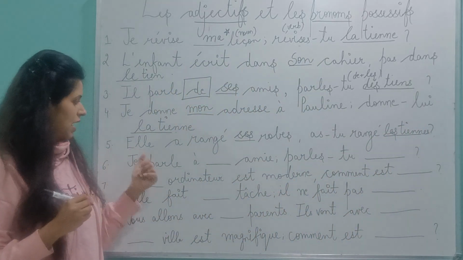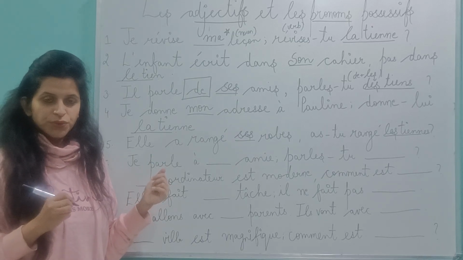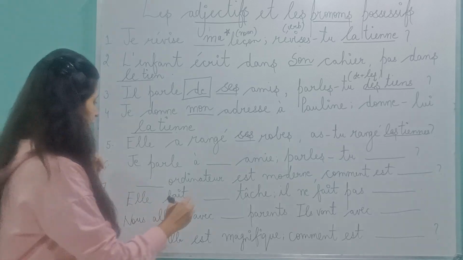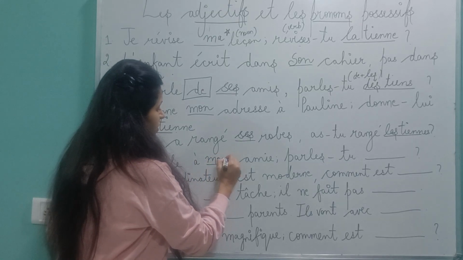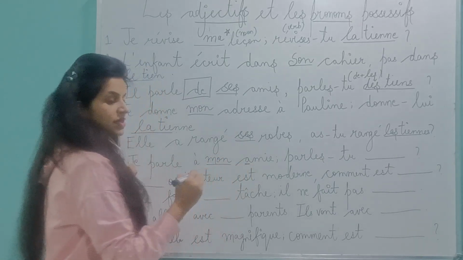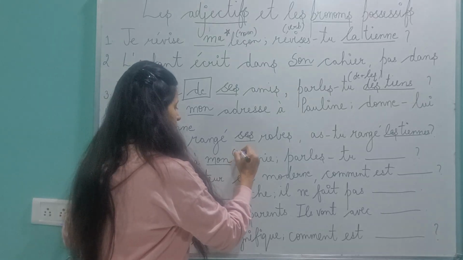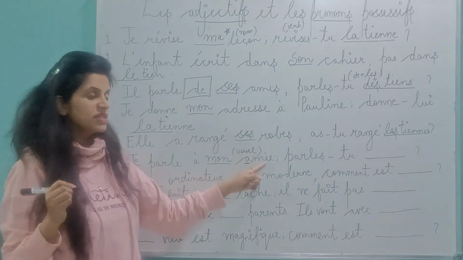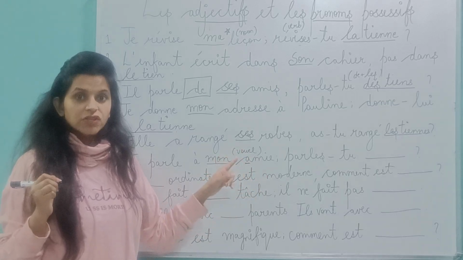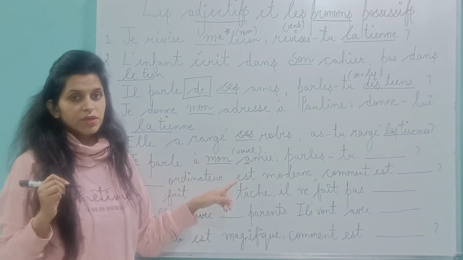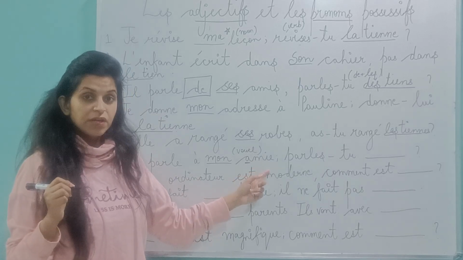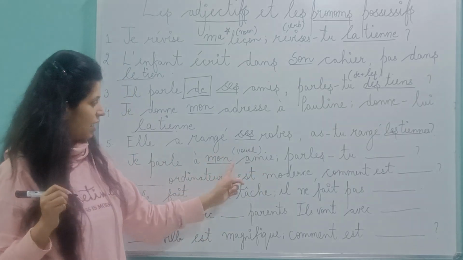Je parle à dash ami. What do you think? What will be the answer? Je parle dash ami. C'est féminin. Je parle à mon ami. You need to remember this. The word starting with a vowel for a singular word. We always write the masculine one even if the word is feminine. So this is something that you need to remember in adjective possessive. But there when you will write, you will be writing the feminine version. Je parle à mon ami.